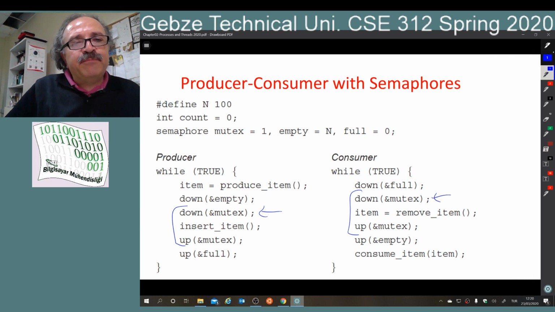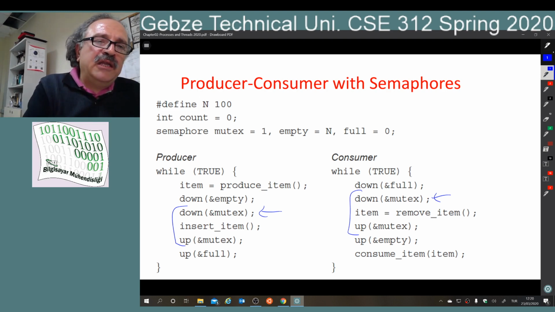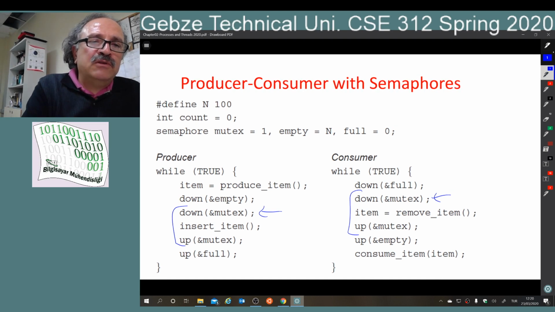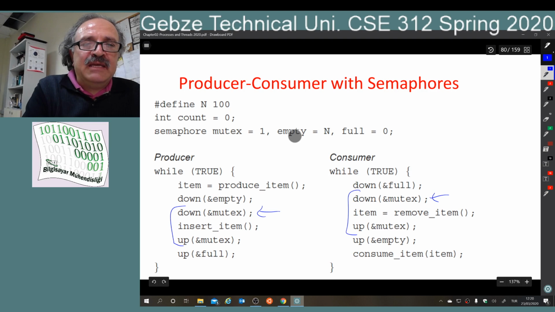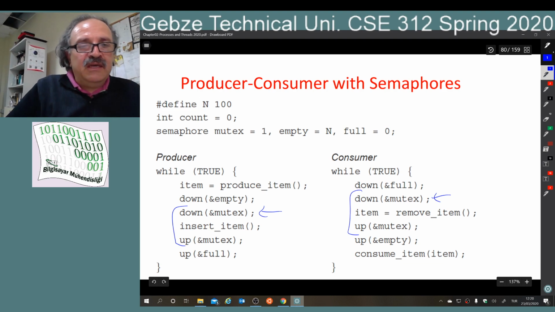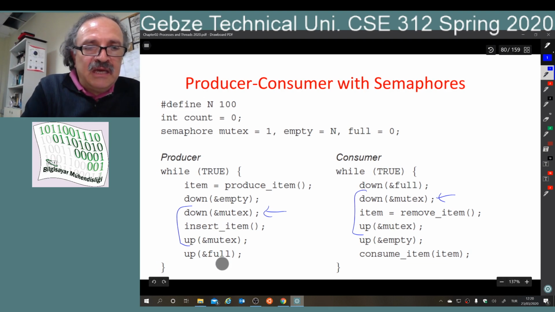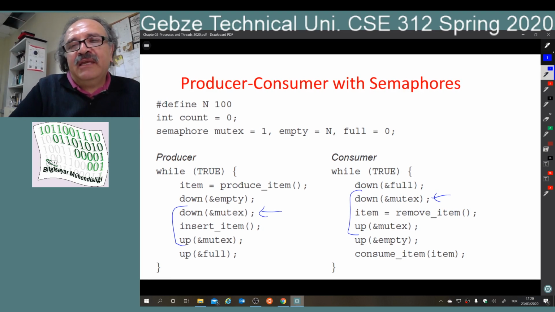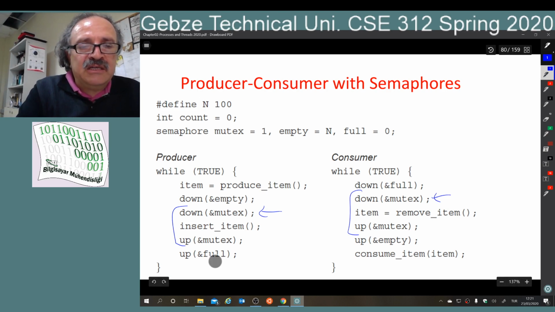As a producer, I need to decrement the number of empty slots first. Empty is 100 at the beginning. Since it is not 0, I will down it, decrementing it. I will down my mutex, insert my item, and up my mutex. But I don't up empty, I up full. Full says that at the beginning the number of filled buffers is 0.